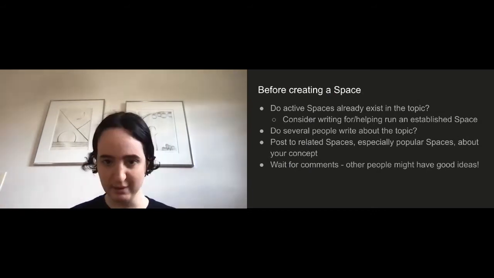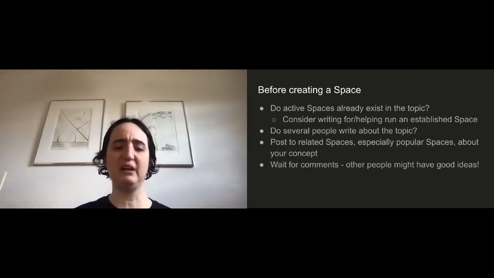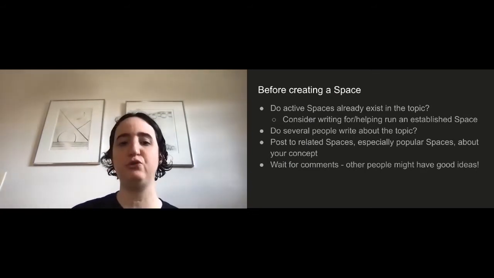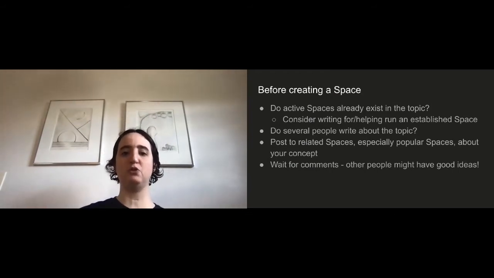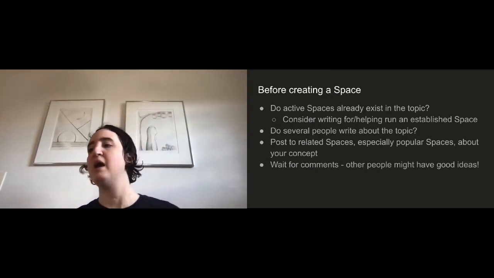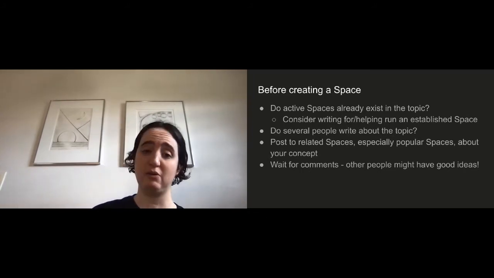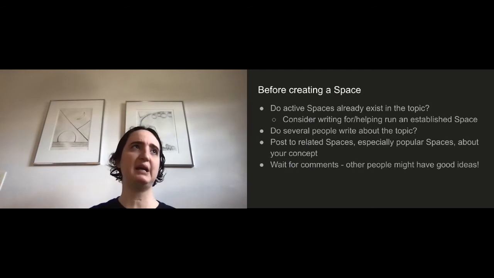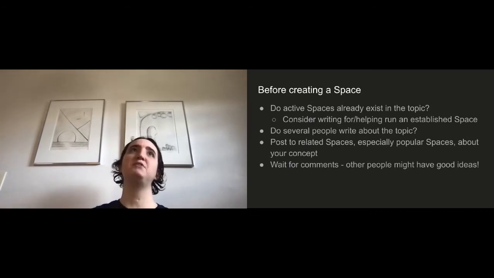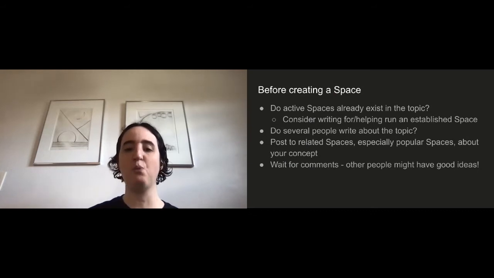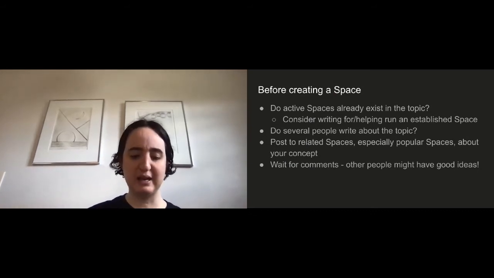With hyenas and Carnivore Research, for example, I defined their scope by seeing that multiple people on Quora were writing about this topic. Then when you've got a space idea, you might want to promote it with the community by posting to related spaces, especially ones that are popular, about your idea. And then you wait for a discussion. Ask people if they want to contribute. Some people might. And some people might have good ideas about what the space could cover, what it could not cover, and what to share. Waiting can help you.